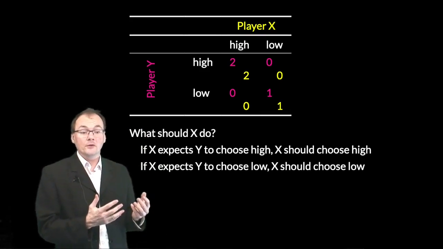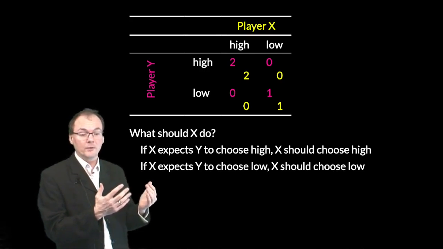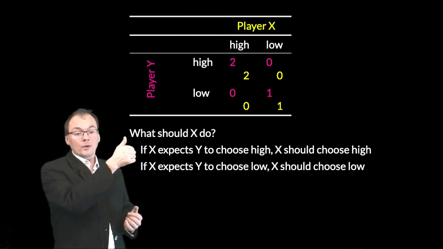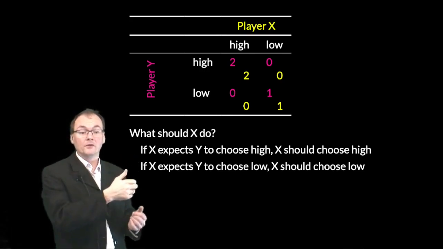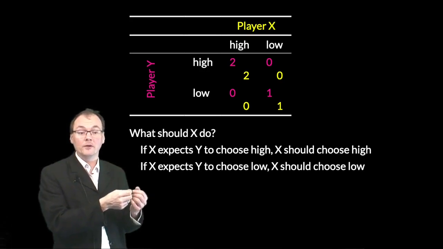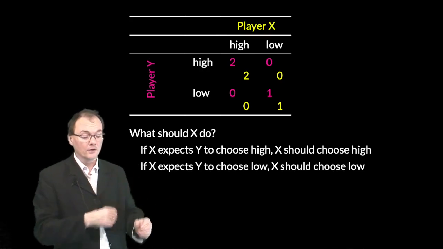So suppose we try to put ourselves in the perspective of the standard game theory, right? What we need to think here is this. We want to work out what the player X should do. Should they go high or low? And the answer is, well, it depends on what that player expects Y to do. So if you, as player X, expect Y to choose high, then go high. But if you expect Y to choose low, then you should go low.